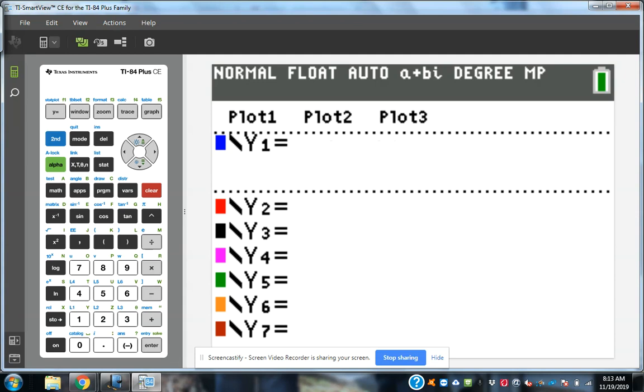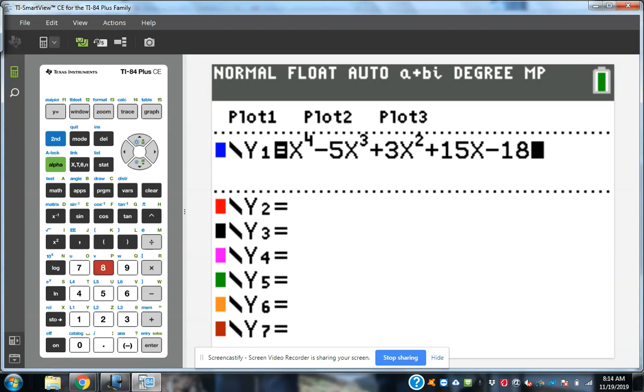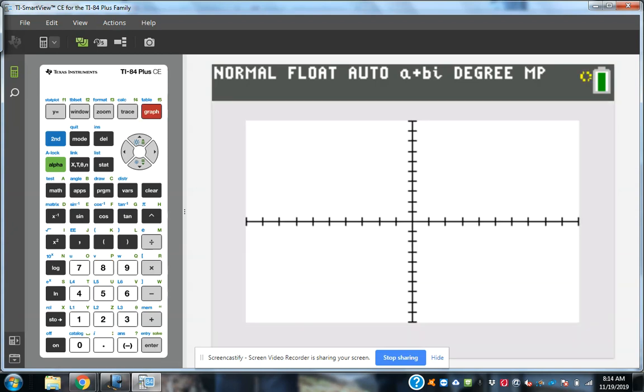So x to the 4th minus 5x to the 3rd plus 3x squared plus 15x minus 18. So that was the original polynomial that we had before we did any synthetic division or anything. So I hit graph, and look what's happening there. How many places is it crossing the x-axis? Try again.